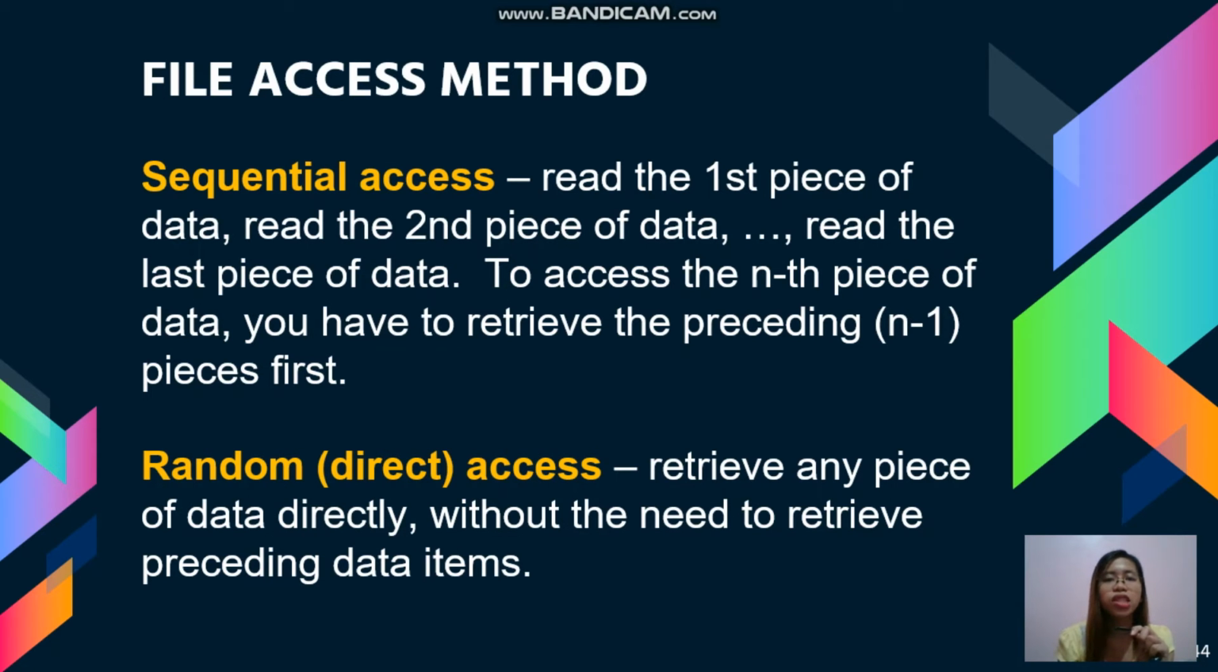In sequential access, it reads the first piece of data, the second piece of data, until you reach the data that you need. For example, you have to access data of names, and what you need to retrieve is only the fifth one. But in sequential access, you have to read first the first data, second data, third data, fourth data before you reach the fifth data. And only then does it stop.